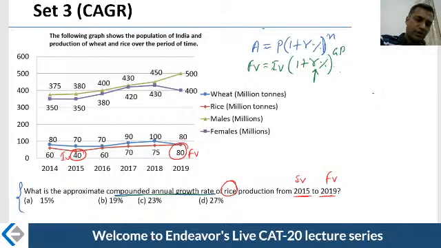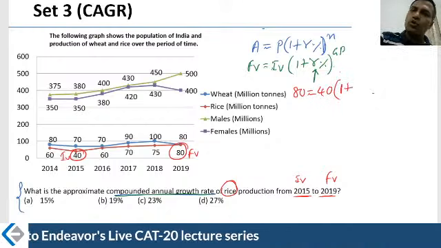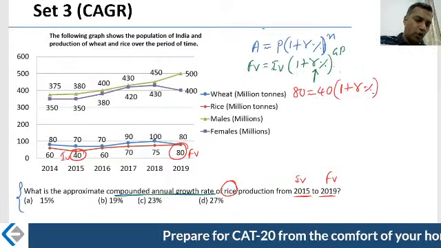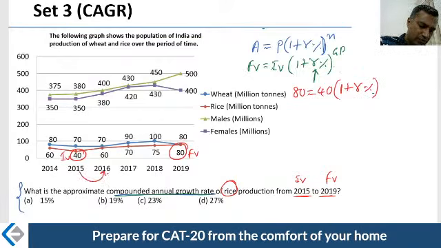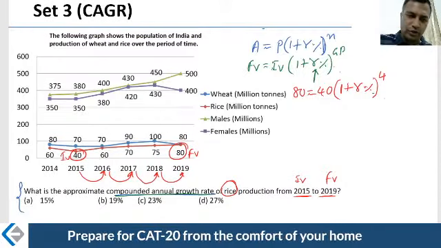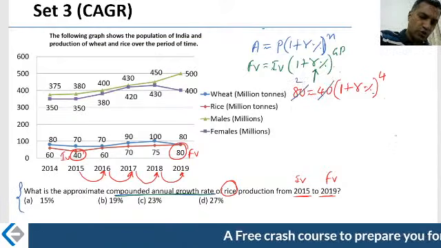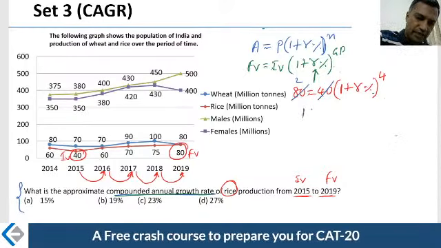Good. Let me substitute here, guys. What is the final value here? 80. What is the initial value? 40. 1 plus rate of growth, that's what I'm calculating. How many growth periods, friends? 2015 to 2019: first growth period, second, third, and fourth, so raised to power 4. Substitute and simplify: 80 over 40 is 2. Therefore 1 plus R percent raised to power 4 is equal to 2.